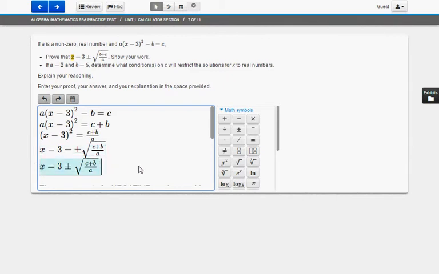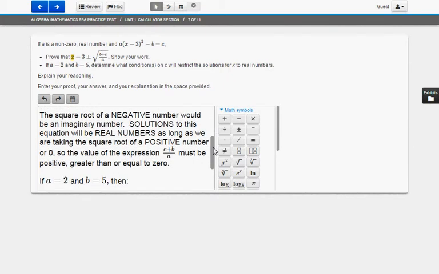Sometimes you might see plus and minus square root of C plus B over A, and then a plus 3 written after that. However, they want it put in this form where the 3 is in front of that radical, so I've put it in front for this explanation here. I think this is a very end of the school year, more advanced type of question, probably appropriate for Algebra 2. I would question the appropriateness for an Algebra 1 test, but there it is. The square root of a negative number.